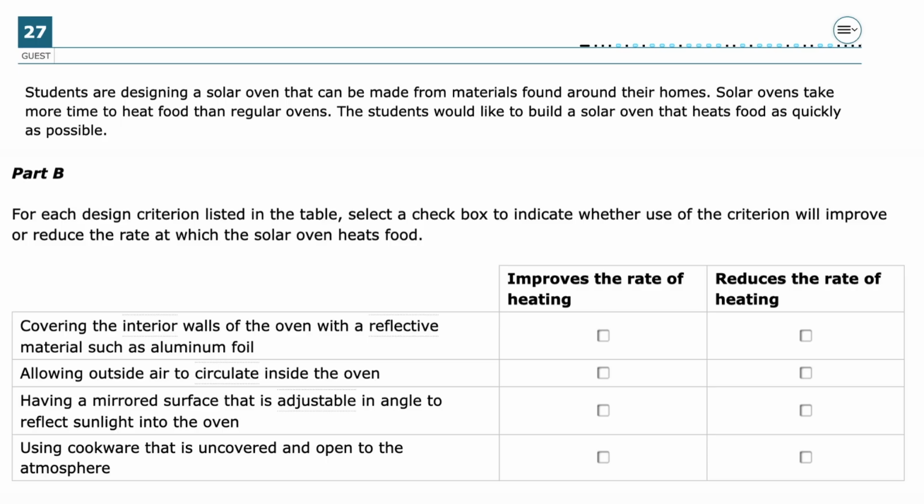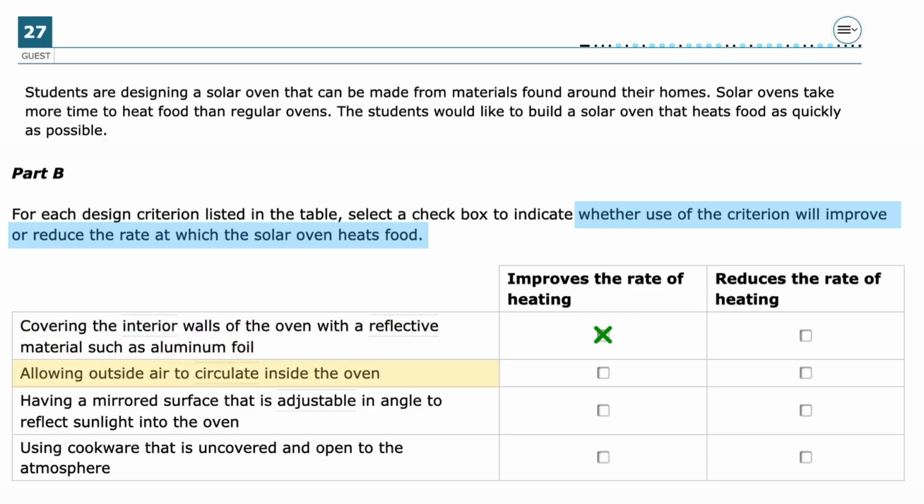Part B asks, which design features will improve or reduce the rate at which a solar oven heats food? To heat food faster, a solar oven needs to maximize heat gain and minimize heat loss. Let's go through each design criterion. Covering the interior walls of the oven with a reflective material, such as aluminum foil, improves the rate of heating. Reflective materials help bounce sunlight around inside the oven, focusing more heat on the food.